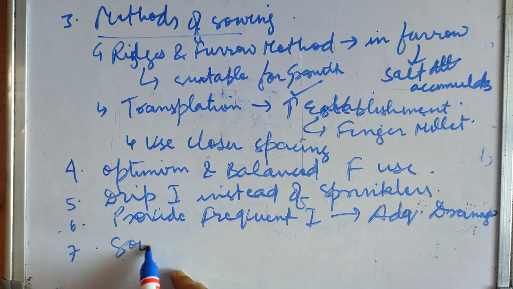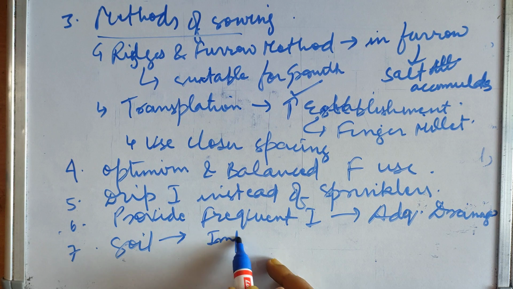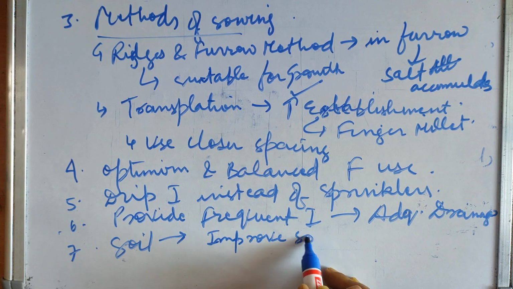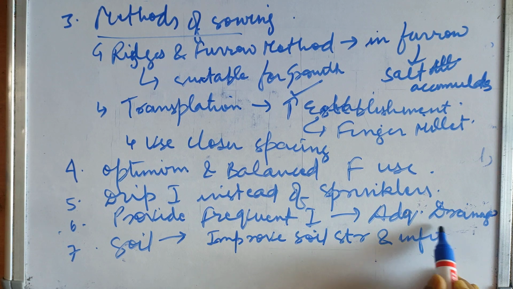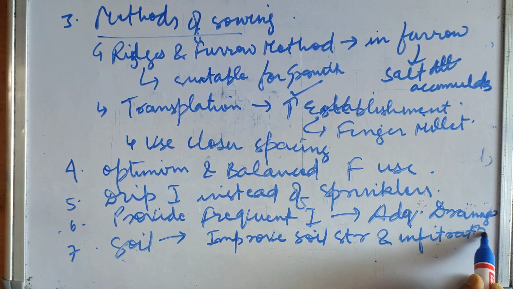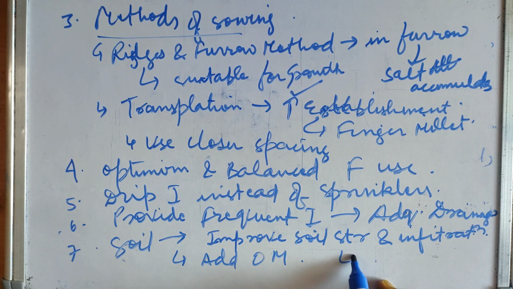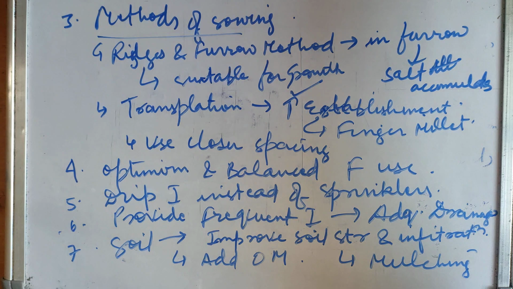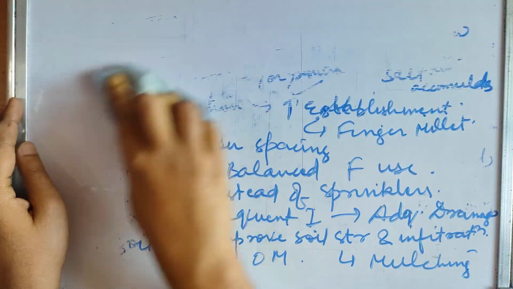We need good soil management practices to improve soil structure and infiltration. We can add organic matter. We can do mulching. So these are some of the things through which we can improve our water quality or fight our bad water quality.